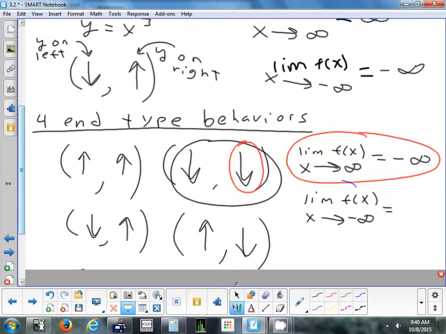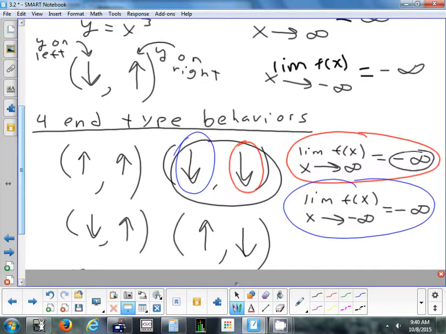This is on the left side. What's happening to y as x heads towards negative infinity? Same thing. Y is heading down again. Negative infinity. All right. So if you were going to do all of these, this one would be infinity, infinity, negative infinity, negative infinity. This one would be negative infinity and a positive infinity, and then a positive infinity and a negative infinity. You'd just be changing these two things right here.